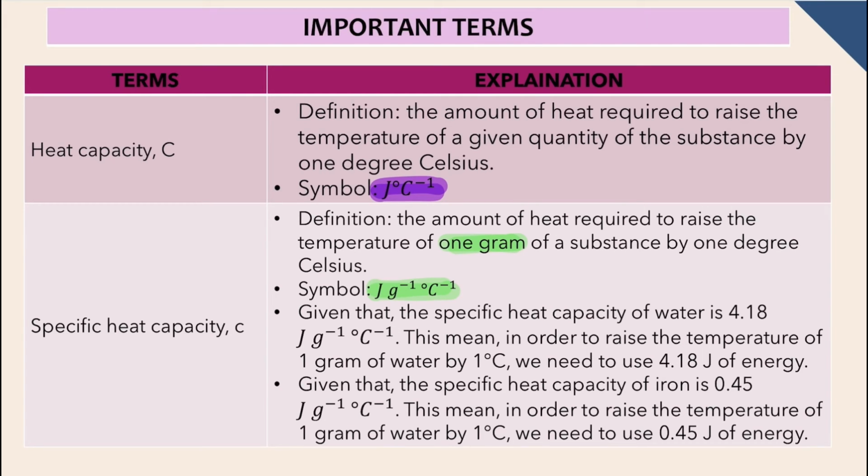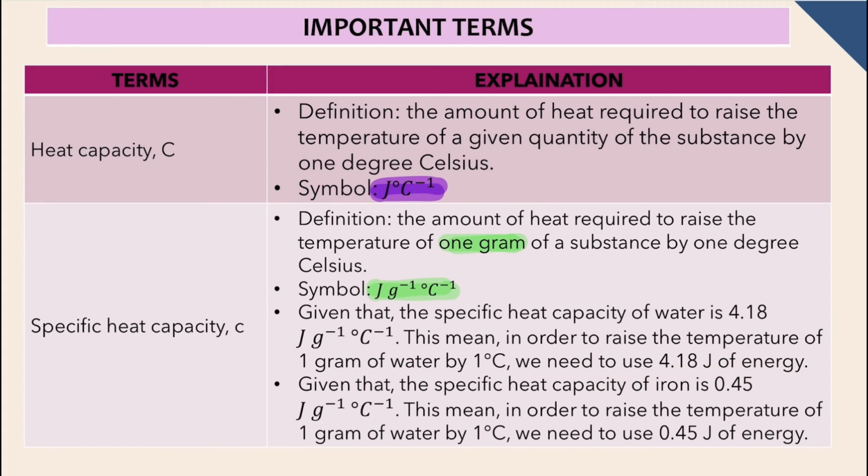So sebagai contohnya, specific heat capacity of water is 4.18 joule per gram per degree Celsius. Maksudnya, untuk menaikkan suhu bagi 1 gram air sebanyak 1 darjah Celsius, kita memerlukan 4.18 joule tenaga.